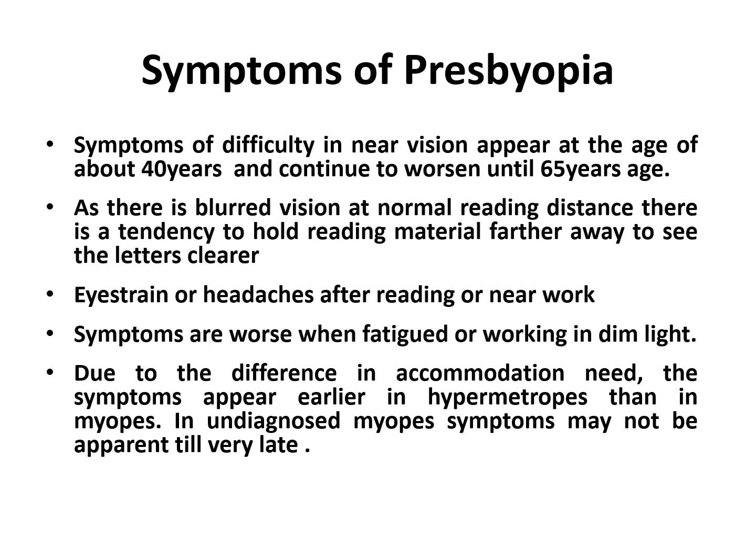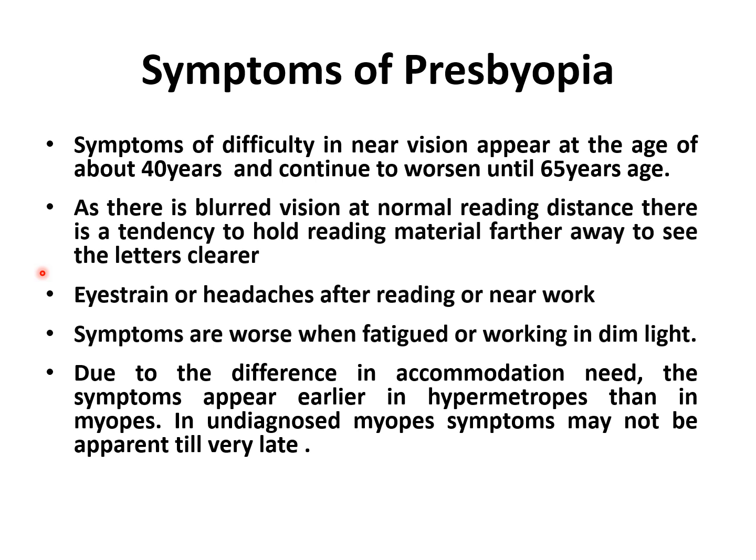Presbyopia is due to age-related decline in the capacity to accommodate. Symptoms of difficulty in near vision appear at the age of about 40 years and continue to worsen until 65 years of age. As there is blurred vision at normal reading distance, there is a tendency to hold reading material farther away to see the letters clearer. There may be eye strain or headaches after reading or near work. Symptoms are worse when fatigued or working in dim light.